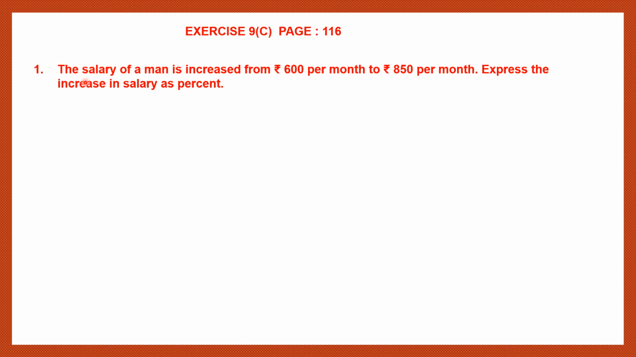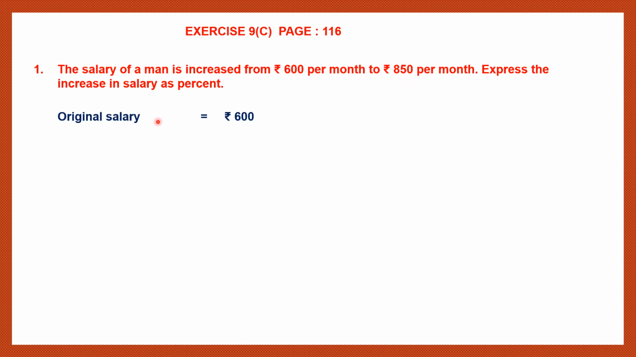Question 1. The salary of a man is increased from 600 per month to 850 per month. Express the increase in salary as percent. So as you can see, it was 600 per month. Now it has increased to 850 per month. Now this increase we have to express as a percent. So this is called the original salary. That means what he had at the beginning, and this is the increase in salary.